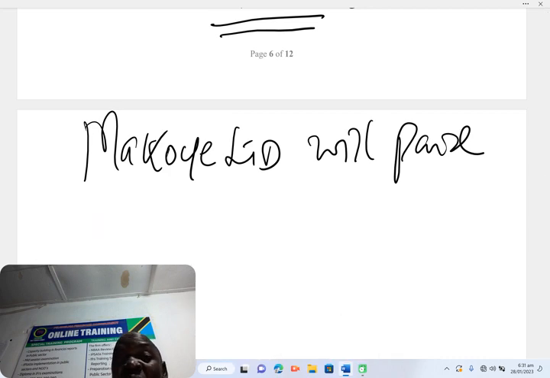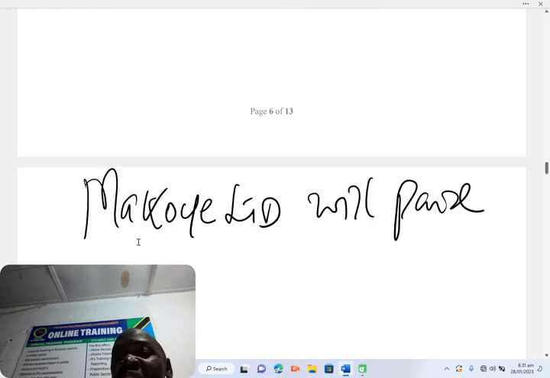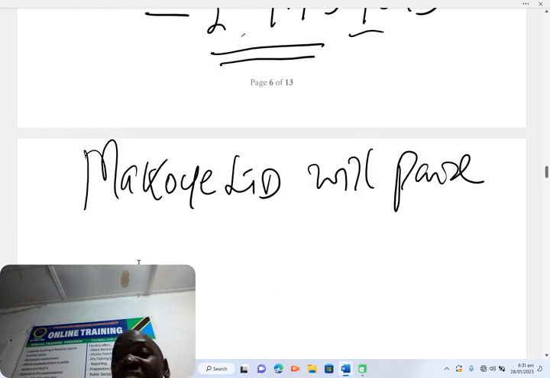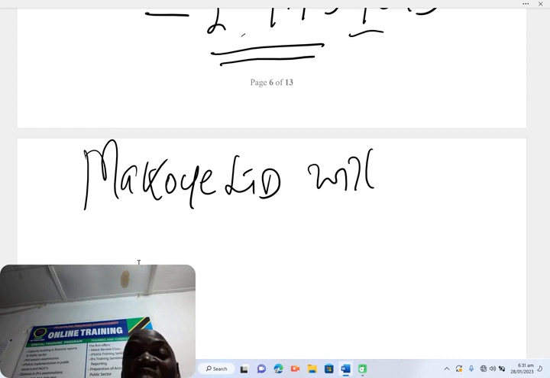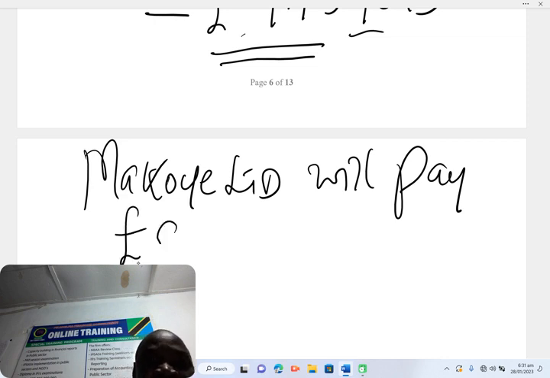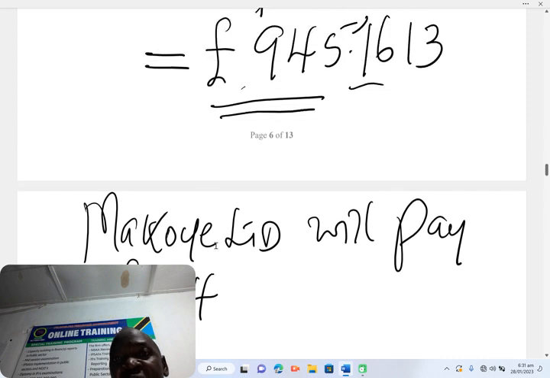Najibu kitaalamu hapa ili mtu akisoma au anajua. Ukipeleka taarifa kwa bank supervisor anaelewa umeongea. Macaulay Limited will pay. How many pounds? 940. It is 940.